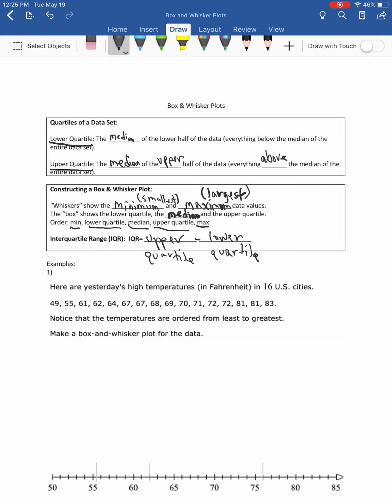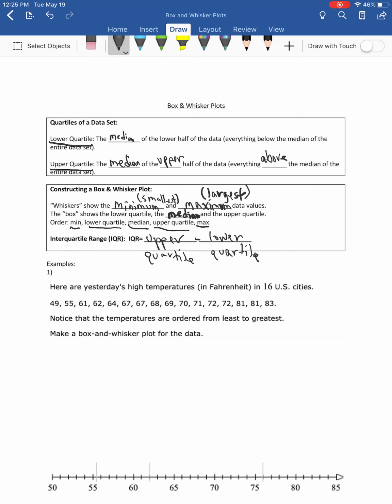Okay, let's get into an example. Here are yesterday's high temperatures in Fahrenheit for 16 US cities. Notice the temperatures are ordered from least to greatest, so great, we don't need to order them when we're finding the median. Make a box and whisker plot for the data.